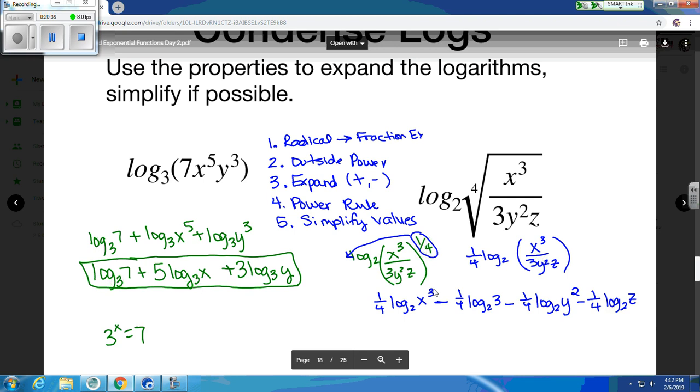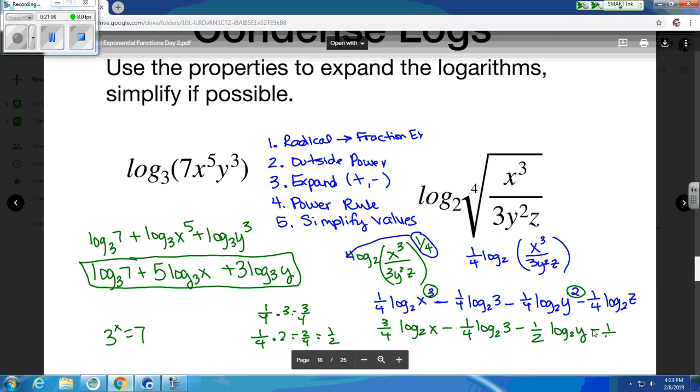Now I can use my power rule and take my exponents down front. 1/4 times 3 is going to give me 3/4. So I have 3/4 log base 2 of x minus 1/4 log base 2 of 3. 1/4 times 2 is going to be 2/4 or 1/2. So I have minus 1/2 log base 2 of y minus 1/4 log base 2 of z. I do not have a way to simplify log base 2 of 3, so this is my answer.